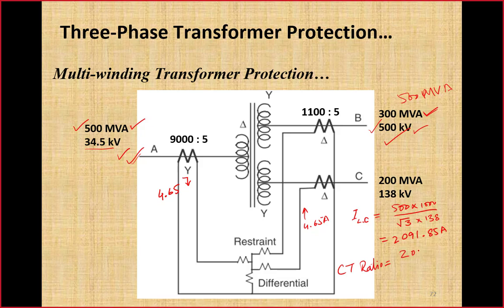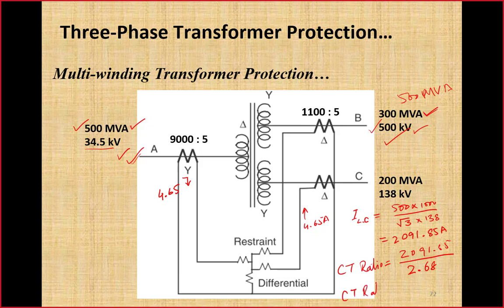So the CT ratio will be equal to this current on the primary side of the CT, 2091.85, divided by that current we want on the secondary side of CT. So that current should be 4.65 under root 3. We had calculated this current in previous example, that was 2.68 ampere in the denominator. So this will give us the CT ratio.